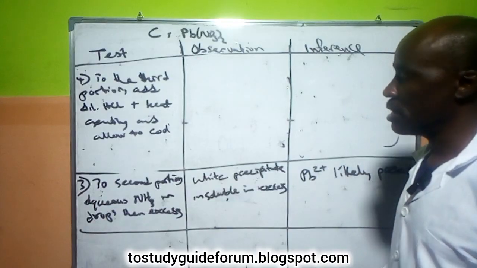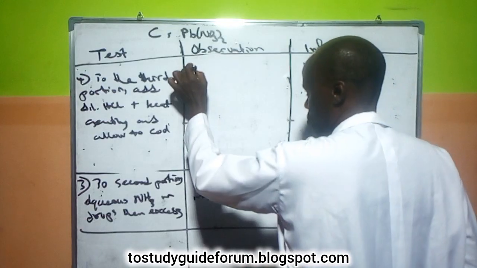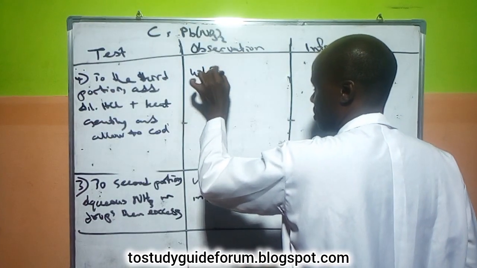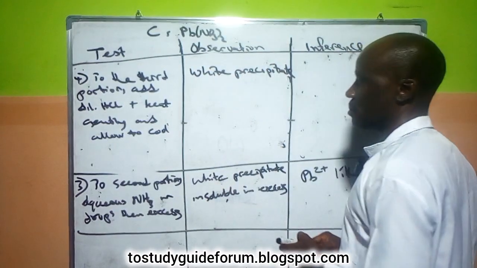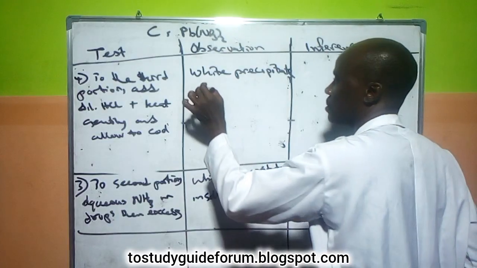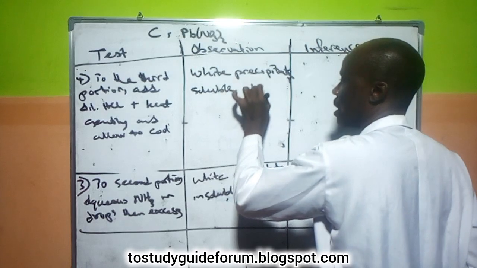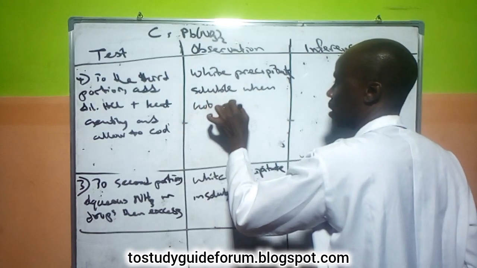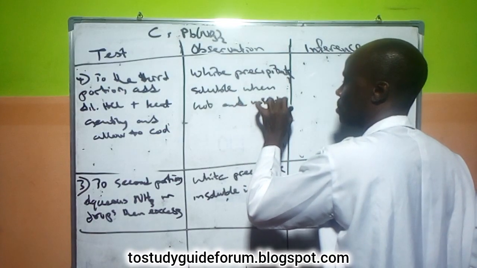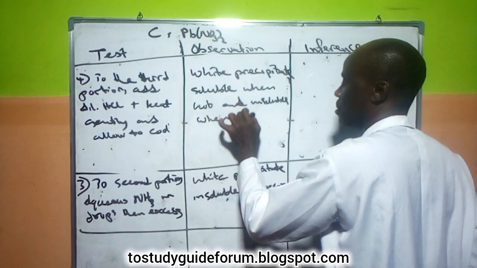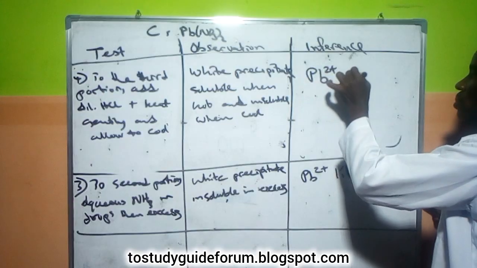So the next thing we are going to see here, when we add this, is a white precipitate, soluble when hot and insoluble when cold. That confirms the presence of lead-2 ion.